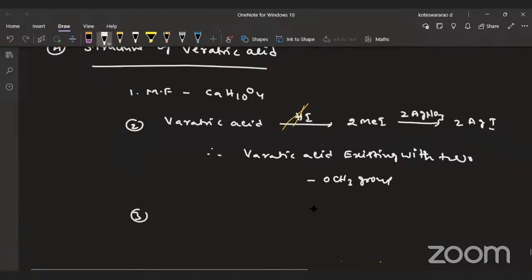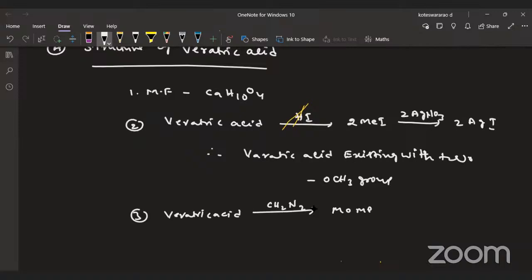Next, the third one. Veratric acid is subjected to diazomethane, CH2N2. It produces a monomethyl ester. The formation of a monomethyl ester indicates that it has only one carboxylic acid. Therefore, veratric acid is a monocarboxylic acid.